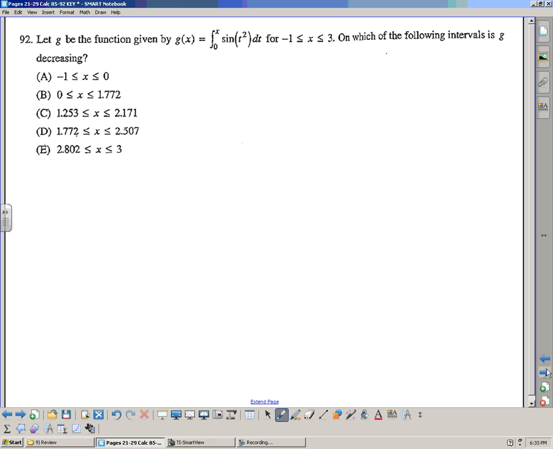And last but not least, number 92. Let g be the function given by g of x as the integral from 0 to x of sine of t squared dt, for x from negative 1 to 3. On which of the following intervals is g decreasing? If g is decreasing, we look to g prime, whether it's positive or negative. So we want g prime to be negative.